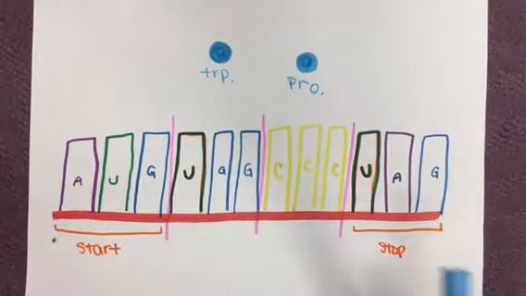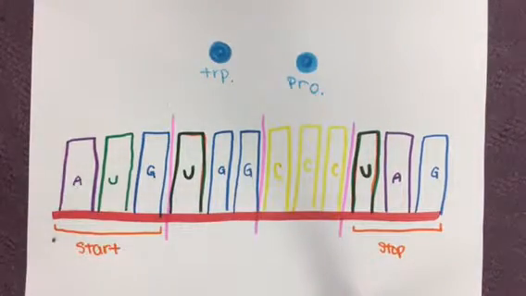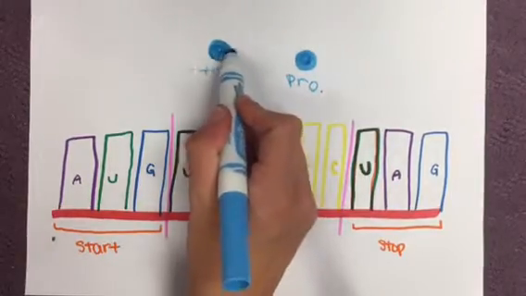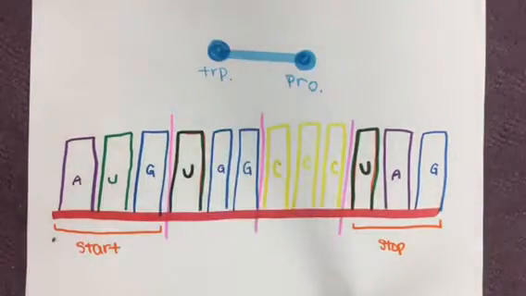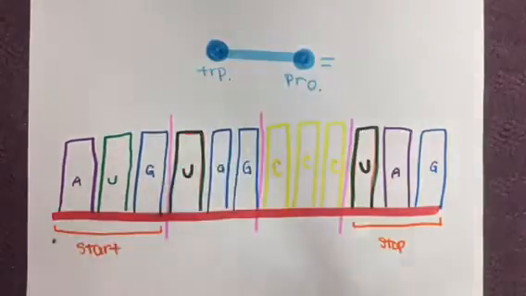We've reached the stop codon, which signals the end of the amino acid chain. So this gene has 2 amino acids. These 2 amino acids make one protein.